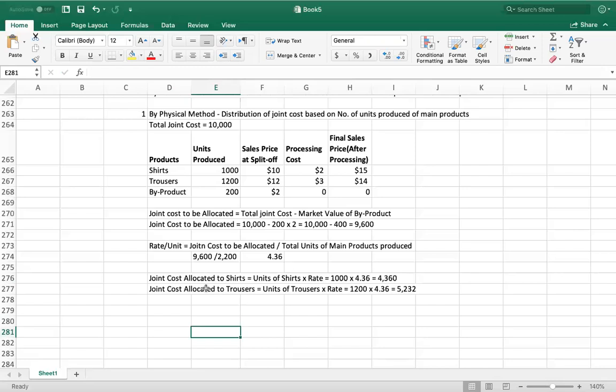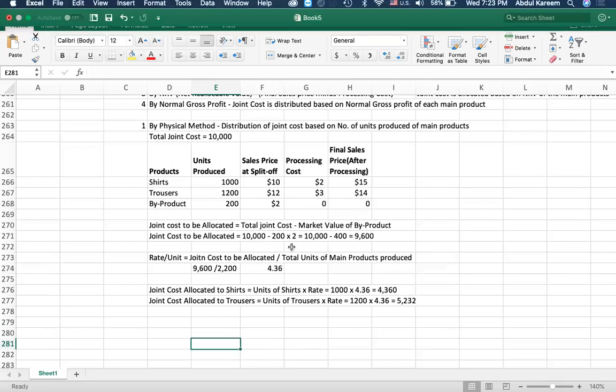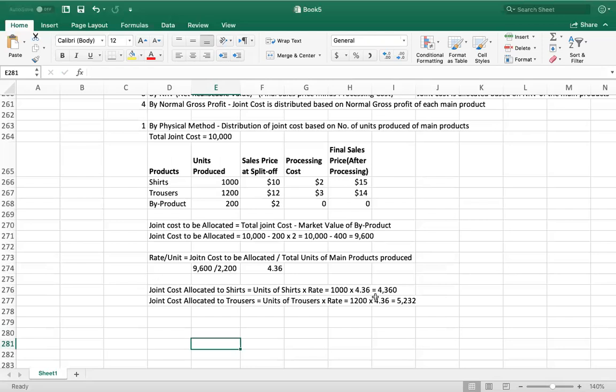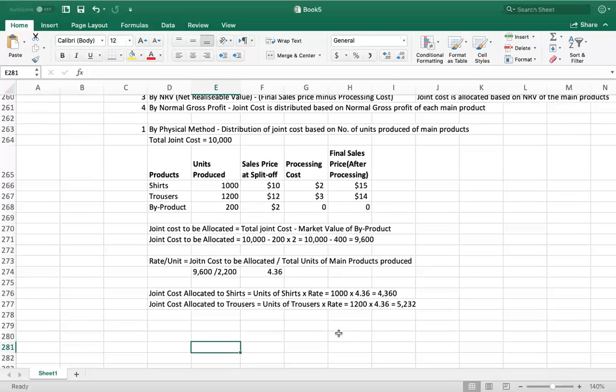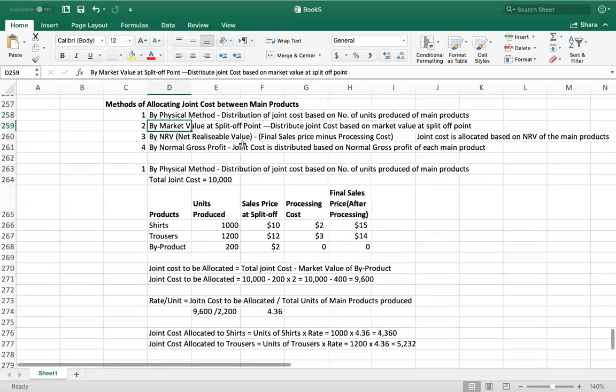This method is based on the number of physical units we are producing. Joint cost divided by the total number of units gives us a rate. Then the rate multiplied by the units of each product gives the total cost allocated to the first product, second product, third product, fourth product, and so on. Is this method clear? Very simple.